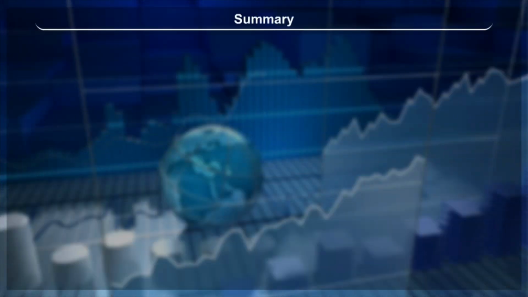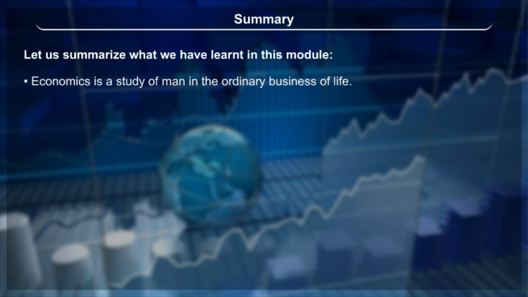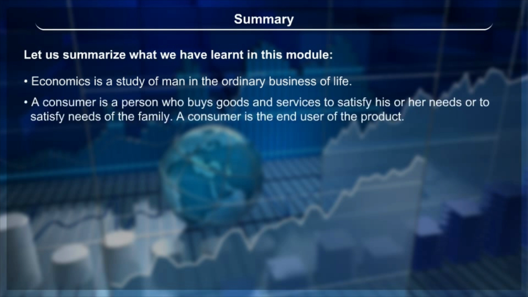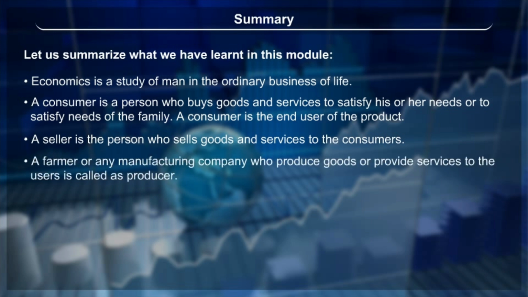Summary. Let us summarize what we have learned in this module. Economics is a study of man in the ordinary business of life. A consumer is a person who buys goods and services to satisfy his or her needs or to satisfy needs of the family. A consumer is the end user of the product. A seller is the person who sells goods and services to the consumers. A farmer or any manufacturing company who produces goods or provides services to the users is called a producer.